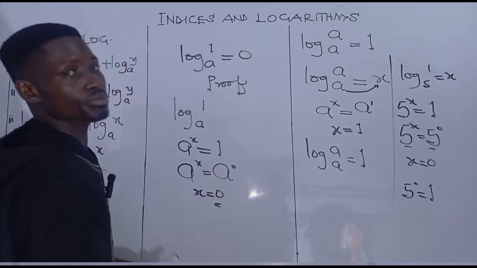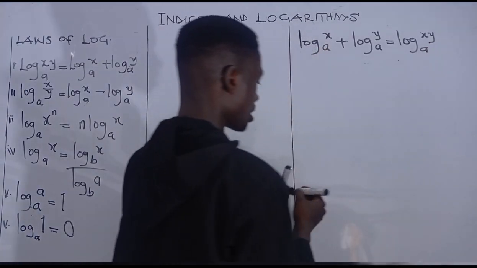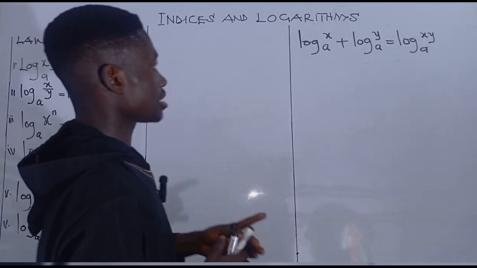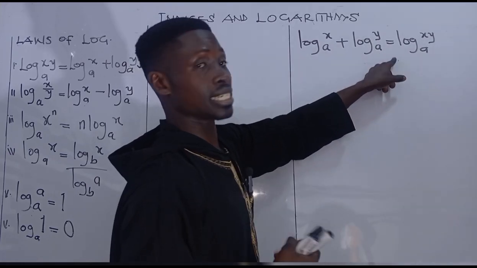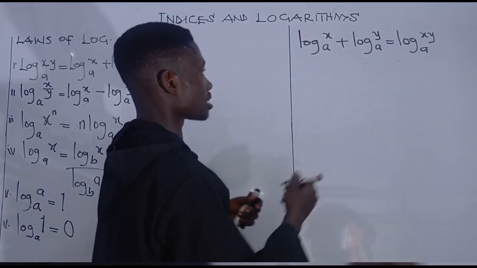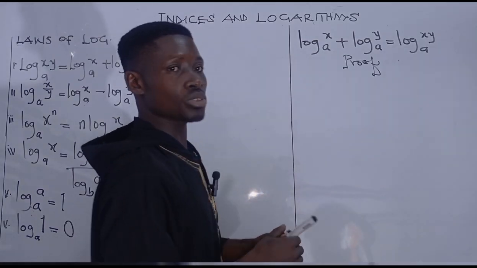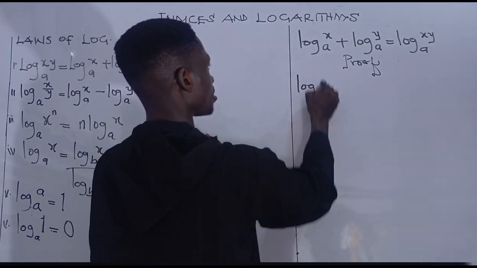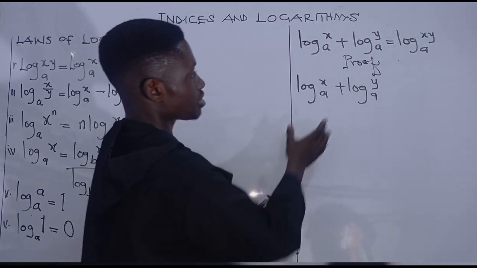Now let's move on to the laws. We are starting with the first one, which is this. We are saying that the logarithm of x to the base of a plus the logarithm of y to the base of a is the same as the logarithm of x multiplied by y to the base of a. We want to look at the proof of that. In proving this, we are going to prove from the left to the right. On the left, we have this.